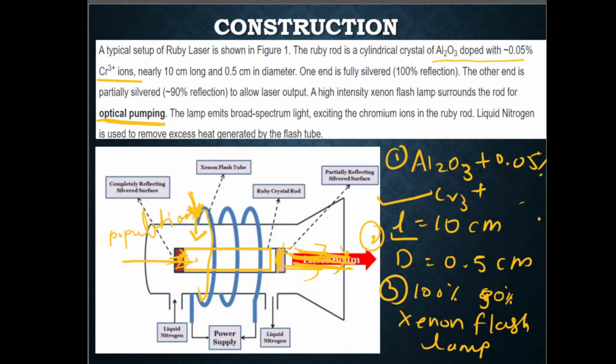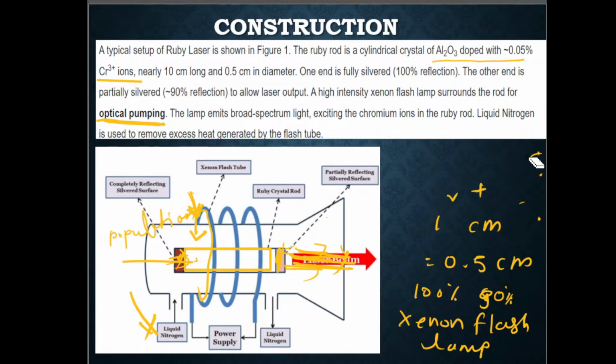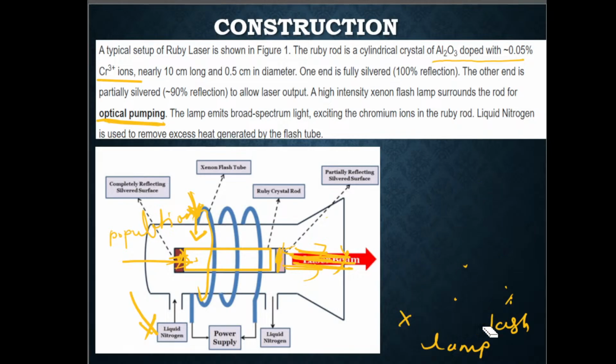I hope you are following this point, like what is the xenon flash lamp, what is the partially reflecting surface, what is the fully silvered surface, why they are used, and no one gave me the answer why liquid nitrogen is used. Anyone having any problems regarding this? So the liquid nitrogen, okay, I will tell you myself, you people will just watch, no one wants to answer. Right? Why are you taking so much tension?